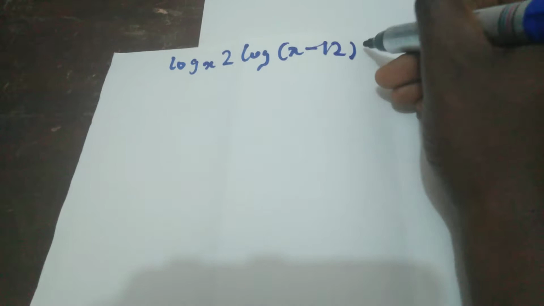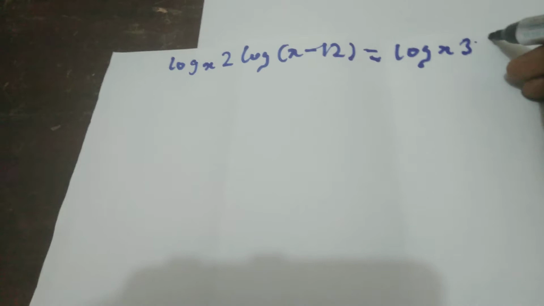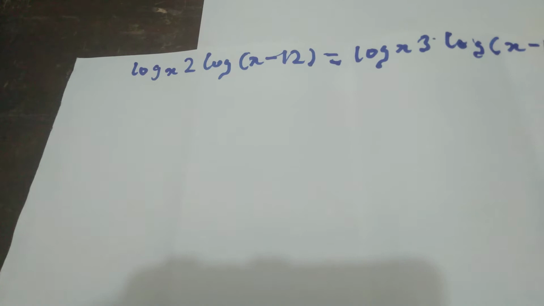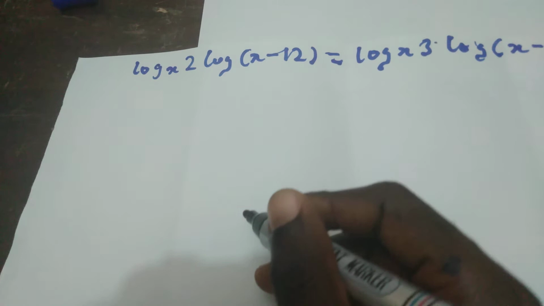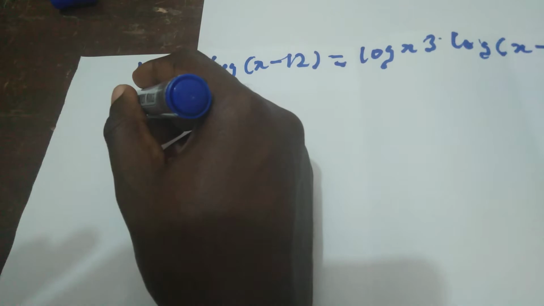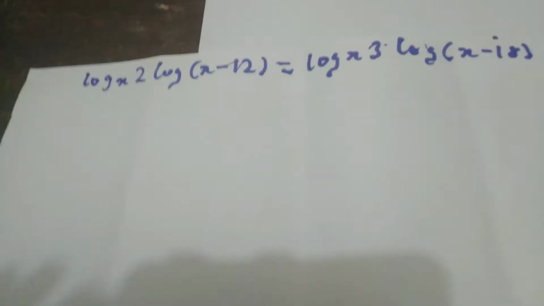So we continue: log to the base x of 2 times log of (x minus 12) is equal to log to the base x of 3 times log of (x minus 18). This is how we have it now. Now we are going to manipulate each side using the first and third laws, taking log 2 times log of (x minus 12).